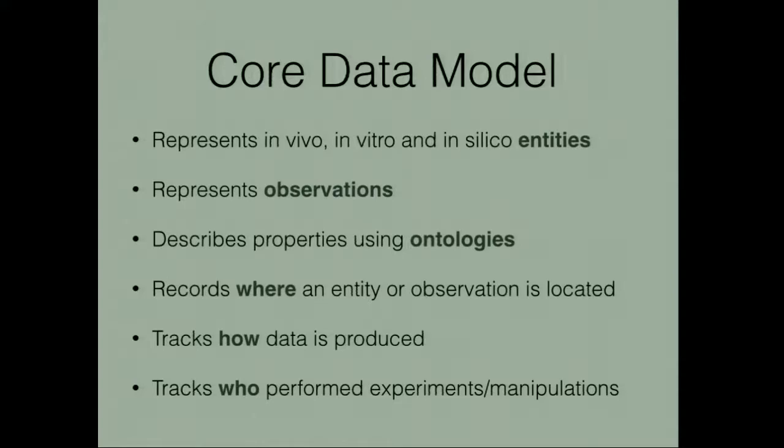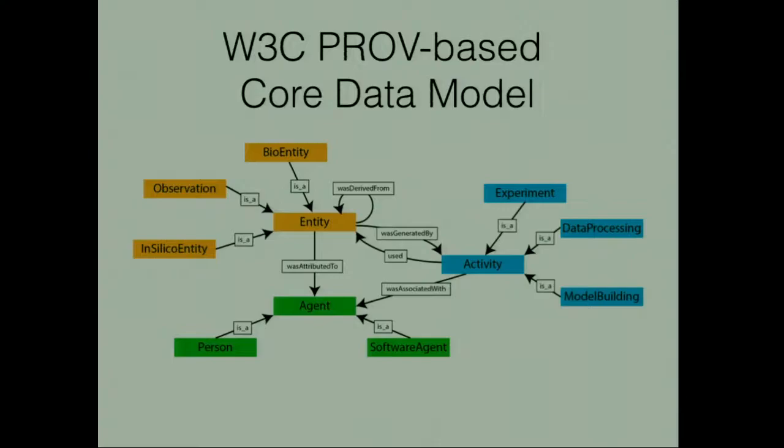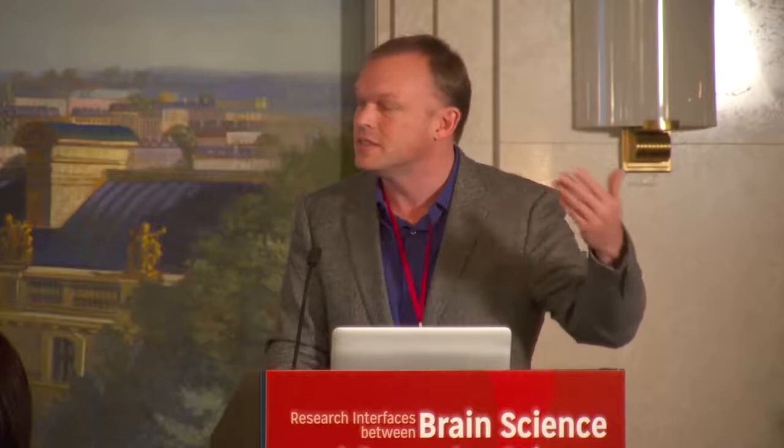And describing the properties using ontologies, recording where an entity or observation is located, tracks how the data is produced and who performed the experiment. And that's important because this whole data model is basically an extension of the W3C provenance model. So this is a way where, to whatever extent you know the provenance, you can annotate all the details of the provenance and get a graph to analyze and be able to give credit, to be able to identify which analysis algorithm was used, and so on.